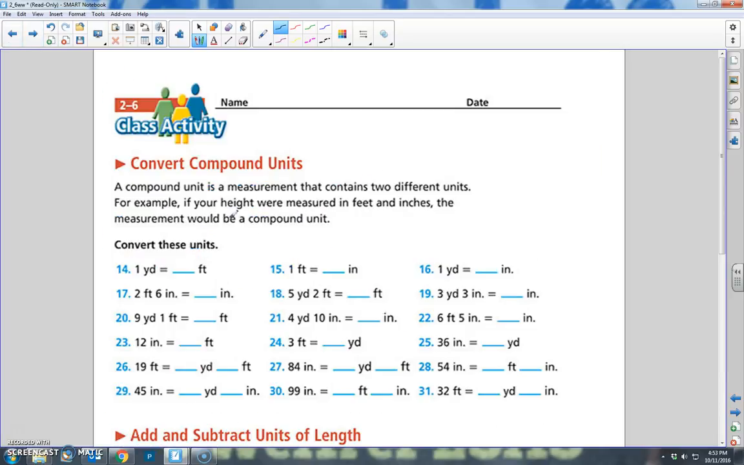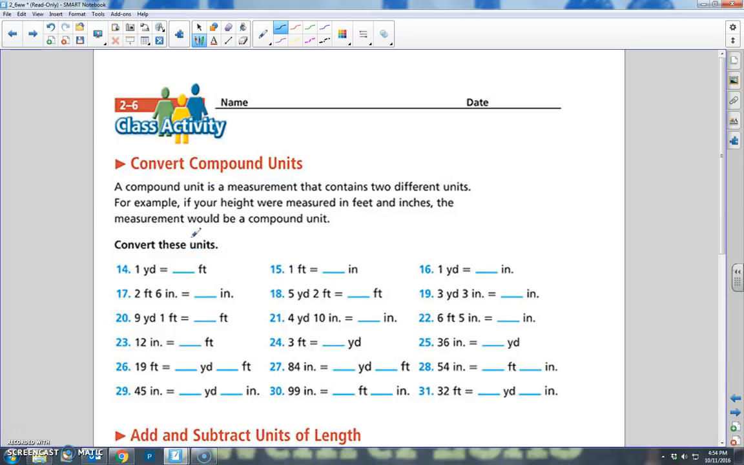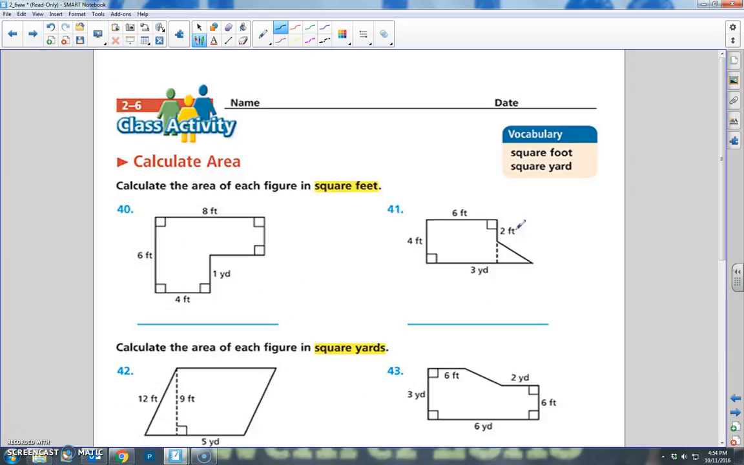You can actually try this on yourself. And now that I showed you the answers, you can probably just go right there. Make sure you know how 1 yard equals 3 feet. It's kind of hard. That would be 12, and so on and so on. So go ahead and try it if you'd like. Otherwise, we're going to go right to area.